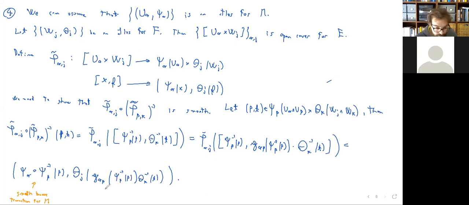So this term here, we do it separately. Smoothness with respect to t, where t is going to be in theta k of wk, and this is because of the action. So now we're fixing p. You know that to show that something is smooth with respect to two variables is equivalent to saying that it's smooth with respect to one and to the other.